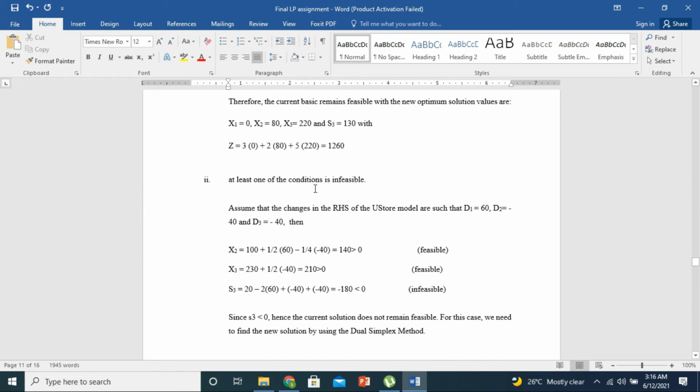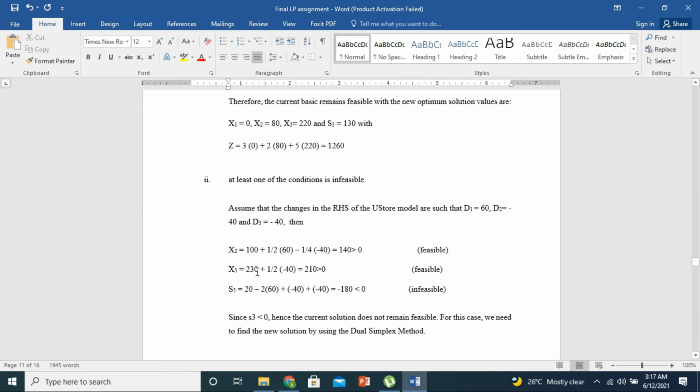Okay, when the condition is feasible, the value is greater than 0; when the value is smaller than 0, it is negative. As an example, we assume that the changes in the RHS of the Stormi model are such that D1 equals 60, D2 equals negative 40, and D3 equals negative 40. Then we substitute again in the feasibility condition equation.